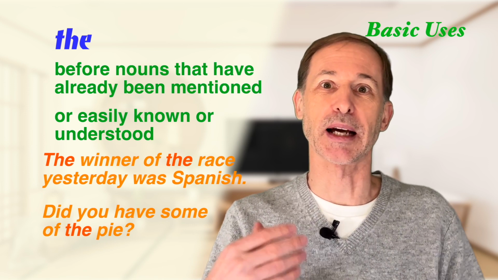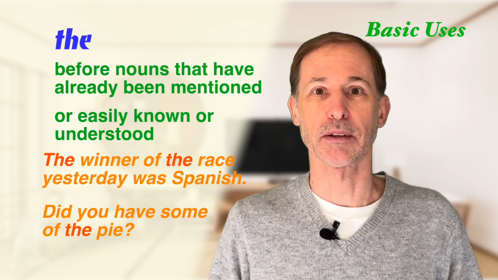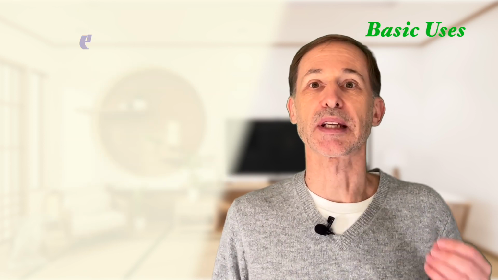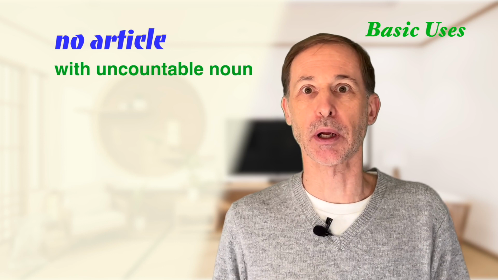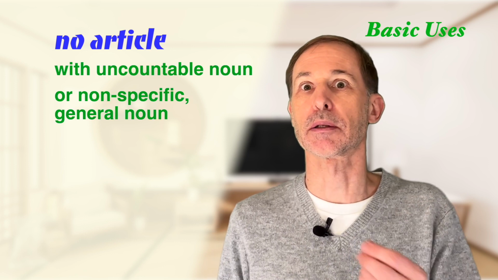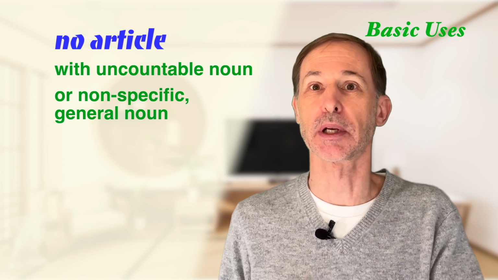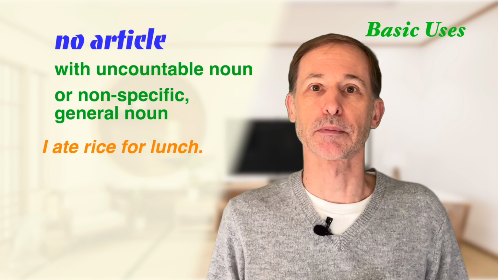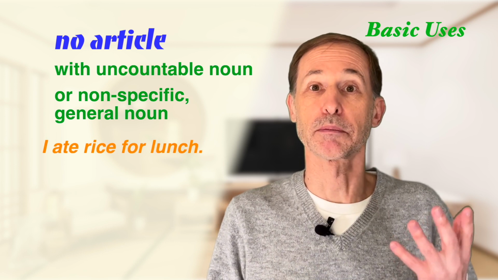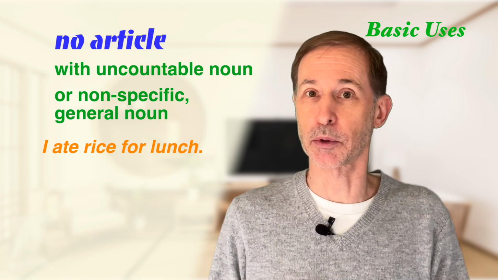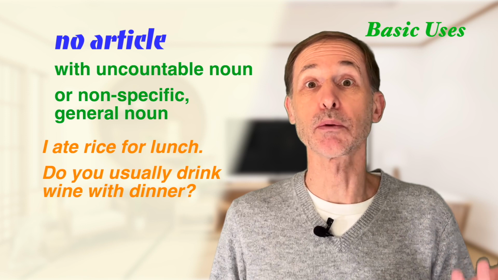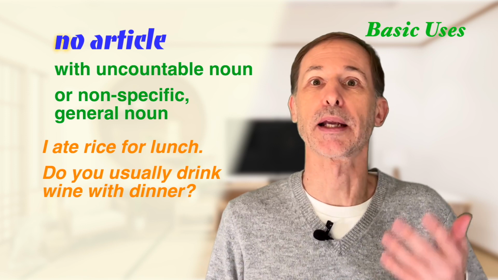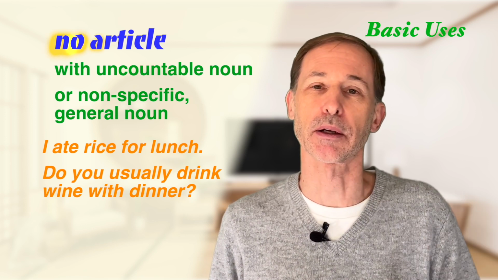We can see it, we understand which pie, so we use the. We don't use an article when we are talking about an uncountable noun and a non-specific or general noun. I ate rice for lunch. So again, rice is an uncountable noun and we're talking generally. Do you usually drink wine with dinner? Again, wine is uncountable, so no article.